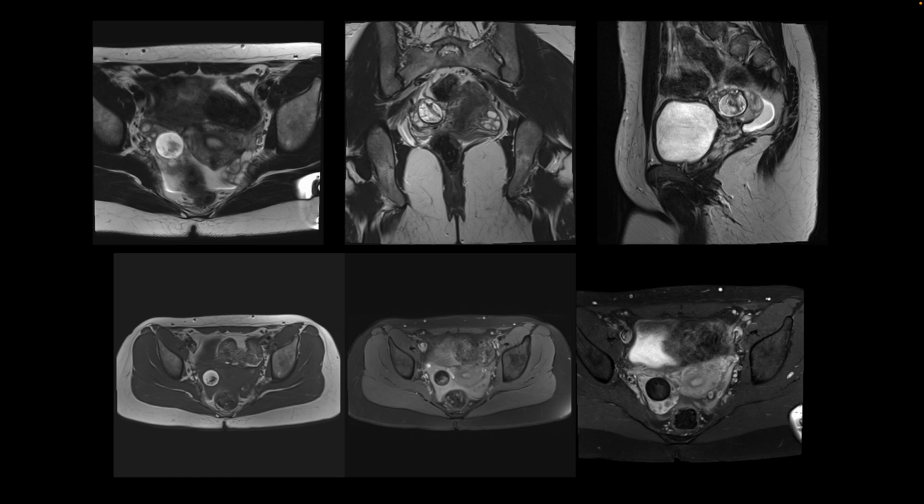This is our next patient. They presented with an adnexal mass, a young female. On the top, we have T2 weighted images in all three planes, which are essential. Also, they're in a small field of view when we are evaluating adnexal masses.